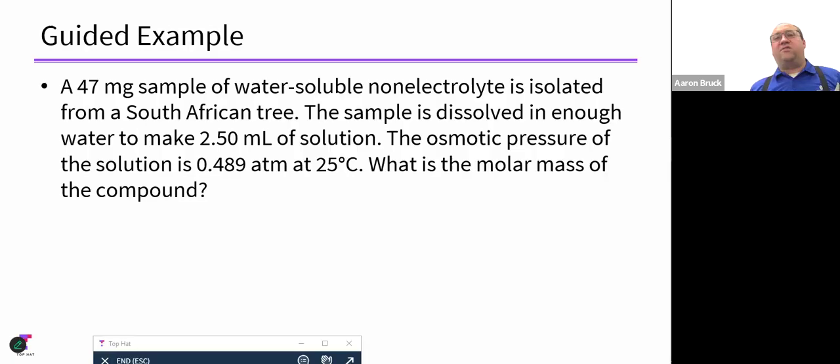Here I have 47 milligrams of a water-soluble non-electrolyte isolated from a South African tree. The sample is dissolved in enough water to make 2.5 milliliters of solution. And the osmotic pressure is 0.489 atmospheres at 25 Celsius. We want to know what the molar mass of the compound is. Okay, lots of information in this problem. But again, the big takeaway here is, look how much material we had to use to get this. 47 milligrams of this sap or whatever, and 2.5 milliliters of solution. So practically nothing. And yet it's still generated nearly half of an atmosphere of pressure on its own.